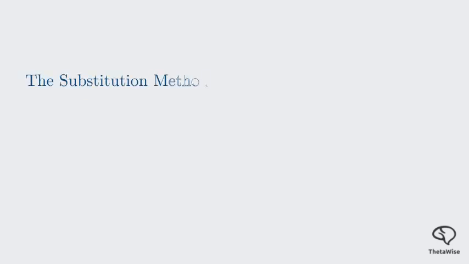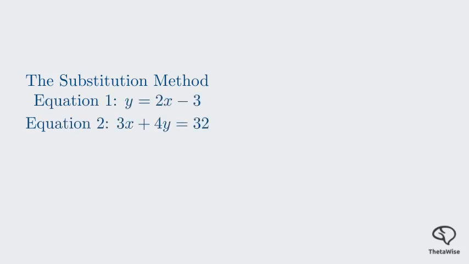Now, let's look at the substitution method. This is particularly useful when one equation is already solved for one of the variables, or is easy to rearrange. In this exam-style example, the first equation tells us exactly what y is in terms of x. We can take this expression, 2x minus 3, and substitute it directly into the second equation, where the y used to be. Substituting gives us 3x plus 4 times the quantity 2x minus 3 equals 32.